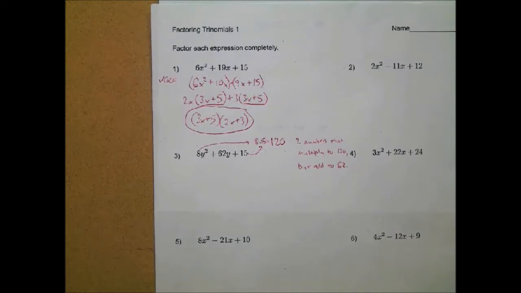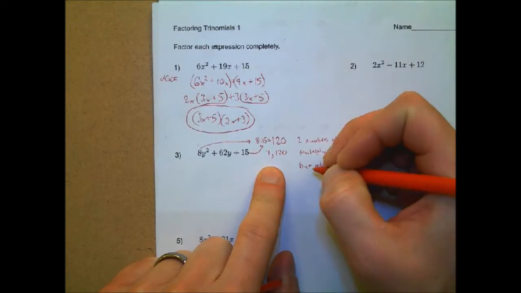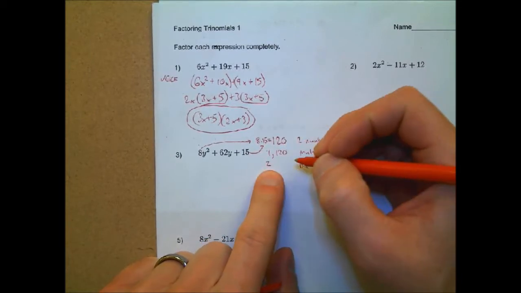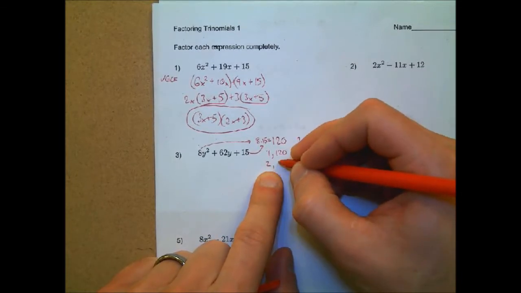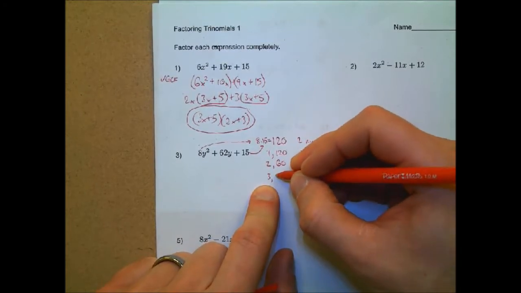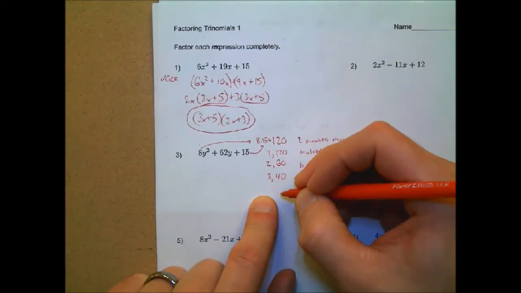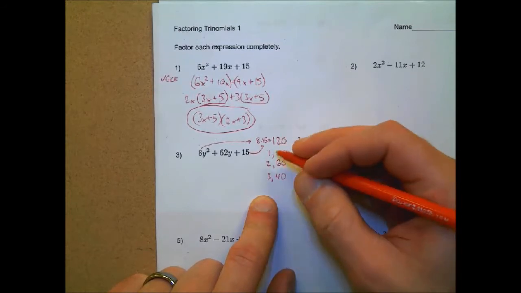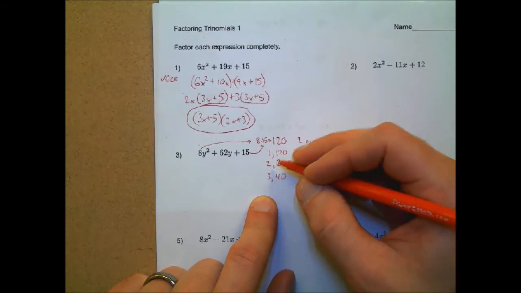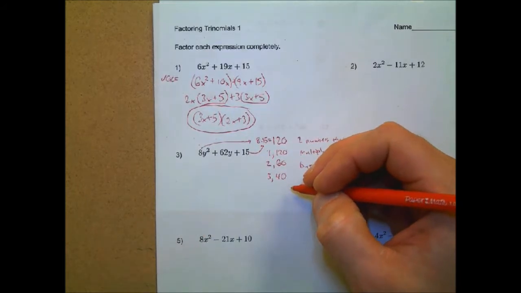Let's think. What are some ways to multiply to get 120? Well, I could do the easy way, 1 and 120. Can I divide 120 by 2? Yes. 2 and 60. Let's keep going. What about 3? Can you divide 120 by 3? 12 divided by 3 is 4, so 120 divided by 3 will be 40. So 3 and 40. I'm just going down by scale.